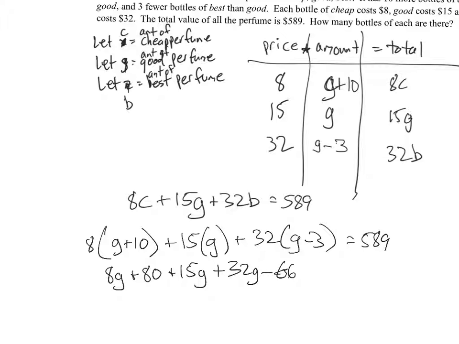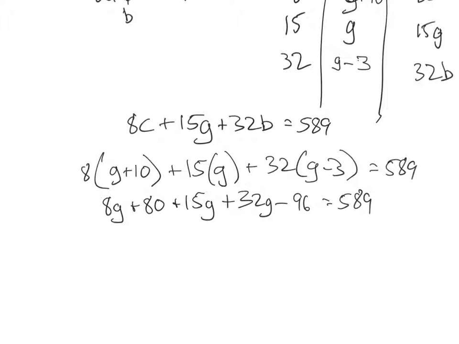No, it's not 66. Where's the eraser? 32 times 3 is 96. And that equals 589. Yeah, got it. That feels better. All right, so then we're going to combine like terms. So 32 and 15 is 47 plus 8 is 56. So this is 56G plus 80 minus 96 is negative 16 equals 589.